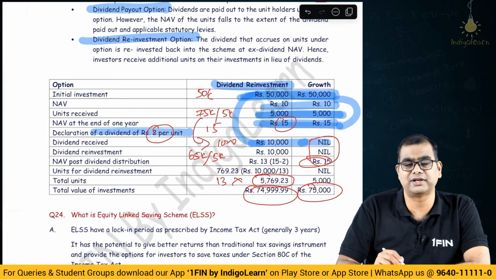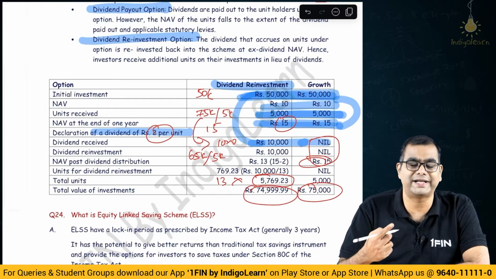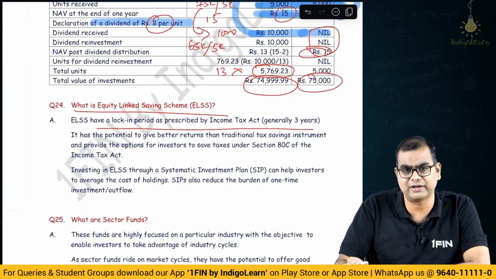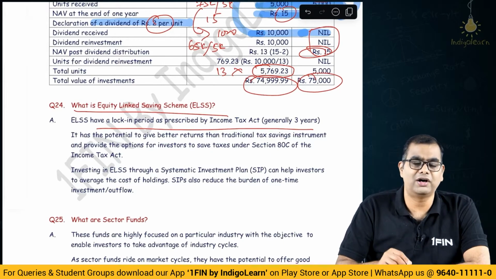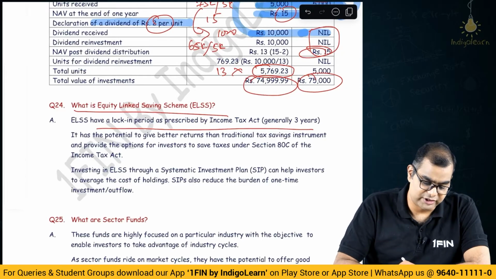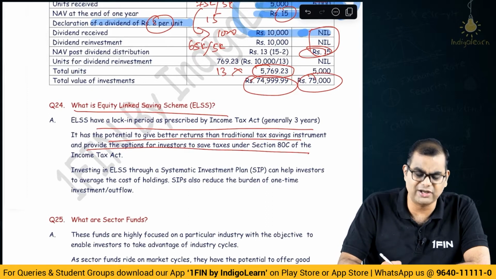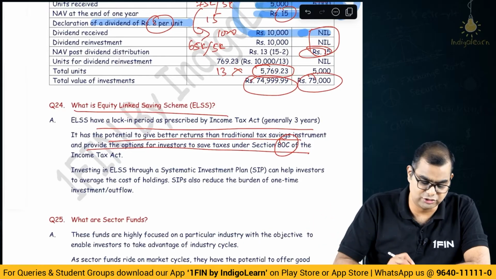However, in a dividend reinvestment option, you always have the issue of taxability. So when a dividend is declared, there could be tax implications. Then you have something called as an equity linked savings scheme. So ELSS have a lock-in period as prescribed by Income Tax Act. So income tax under various sections under chapter 6A, they actually give you deductions for investments made under ELSS. So it has potential to give better returns than traditional tax saving schemes and provides options for investors to save tax under section 80C or relevant section. These sections have changed. Now it is 80CC, subsection something and so on and so forth.